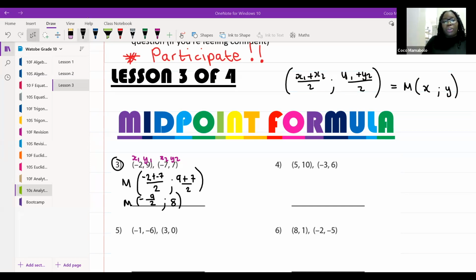I'm quickly going to go through the answer. M, open brackets, and then I take my x values, that is 5 plus -3 over 2, and my y values will be 10 plus 6 over 2. Putting those together, my M coordinates would be 5 minus 3, which is 2, divided by 2 would be 1. And on this side, 10 plus 6 is 16 divided by 2, which is in fact 8.